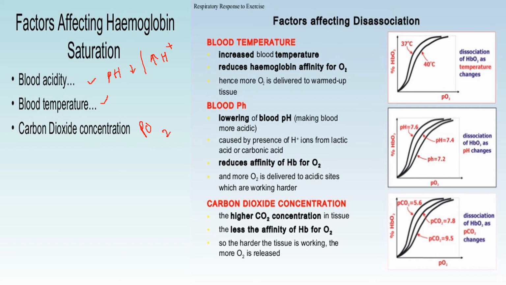Increased blood temperature, from 37 degrees to 40 degrees centigrade, usually shifts the curve towards the right side. Lowering of blood pH also causes dissociation of hemoglobin from oxygen, and the curve moves towards the right side. Carbon dioxide concentration also causes dissociation of hemoglobin from oxygen, so the curve moves towards the right side.